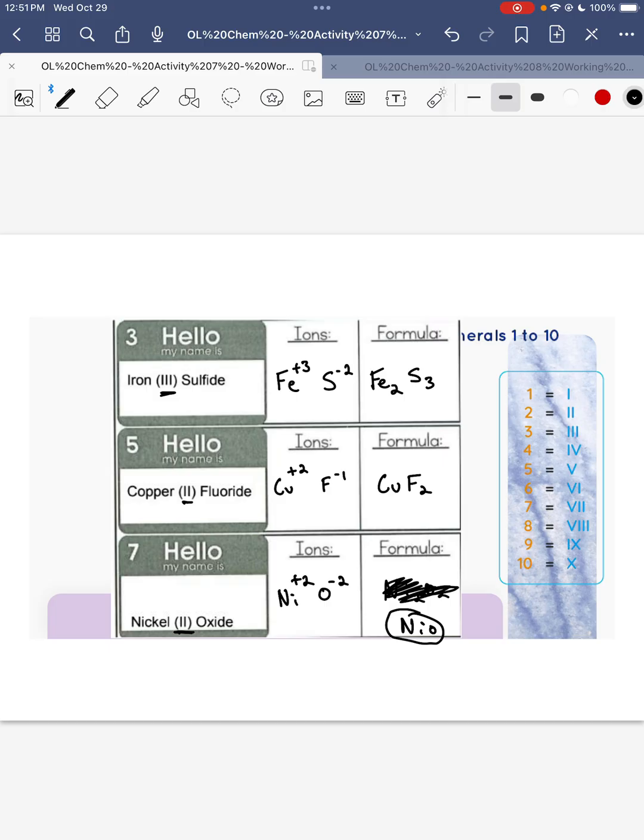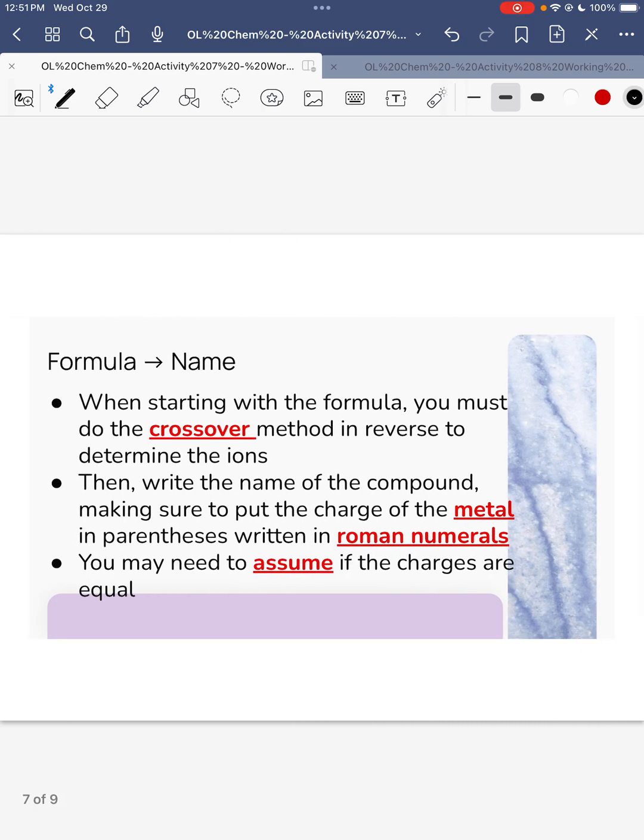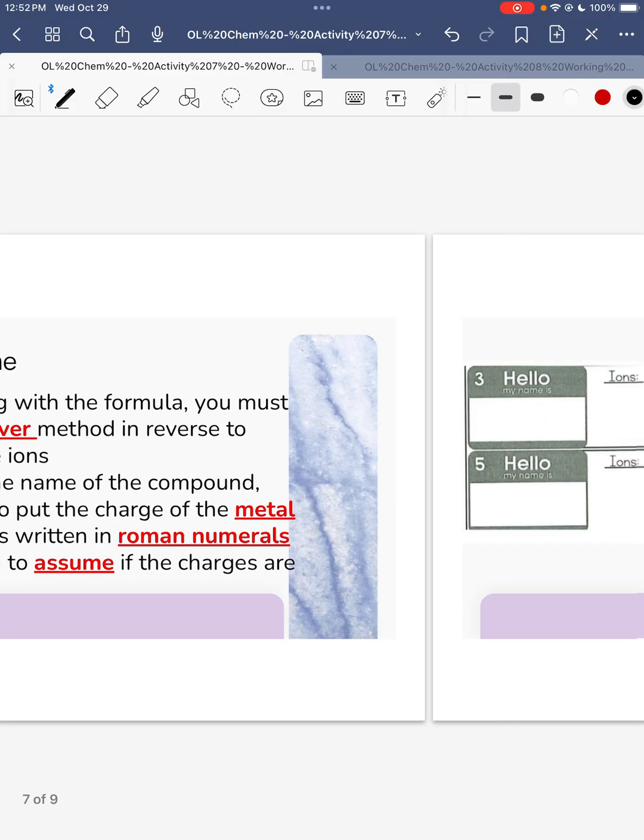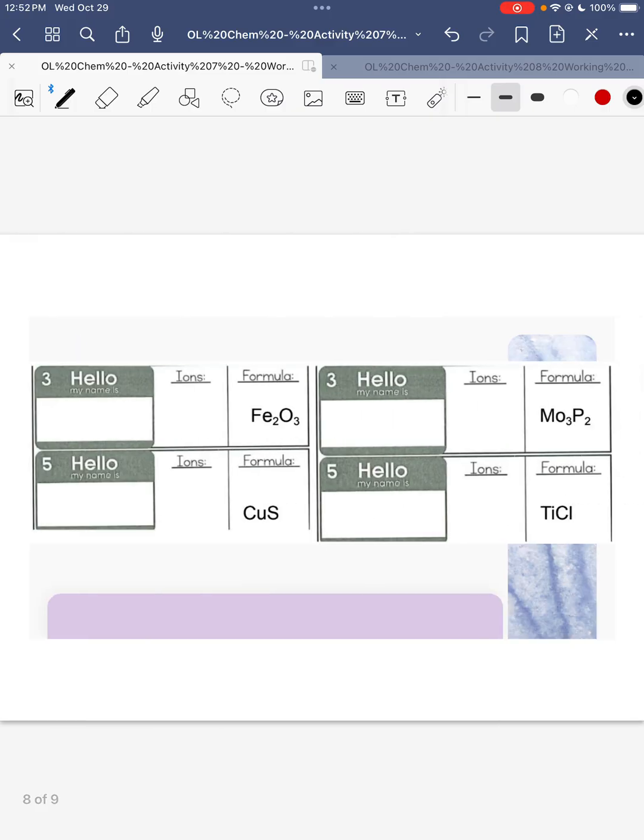So going from name to formula is fairly straightforward with these. Going from formula to name is sometimes more difficult because you have to do the crossover method in reverse in order to determine what the ions are. So to do this, you'll need to write the name of the compound, making sure to put the charge of the metal in parentheses written in Roman numerals, and you may need to assume the charges if they're equal, and I'll show you what that looks like in a bit. So here are some practices.